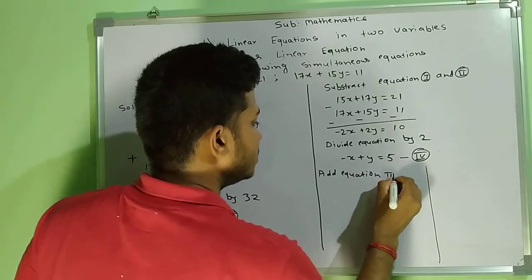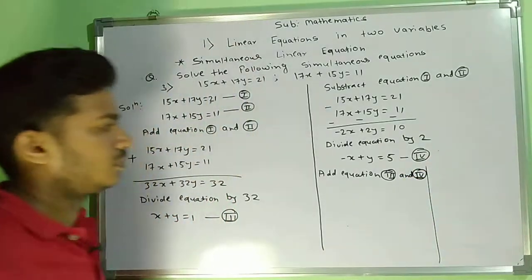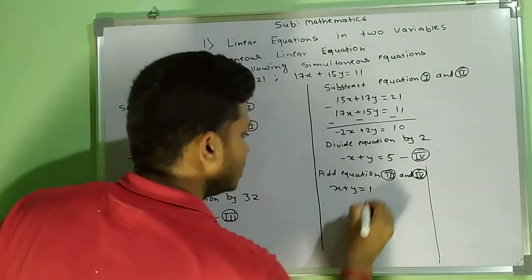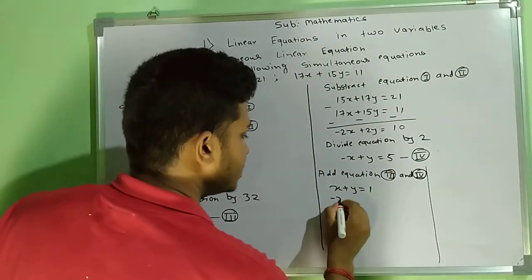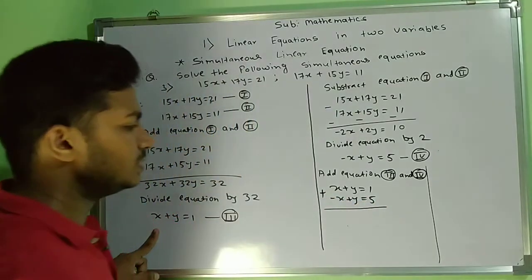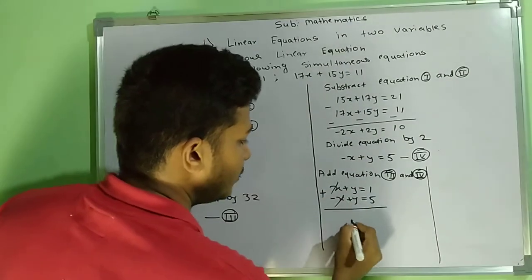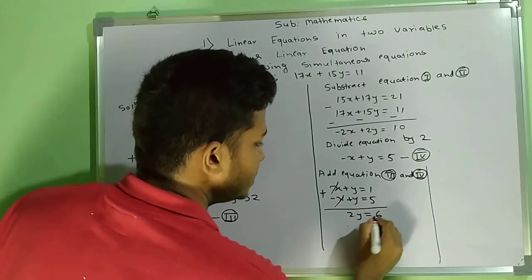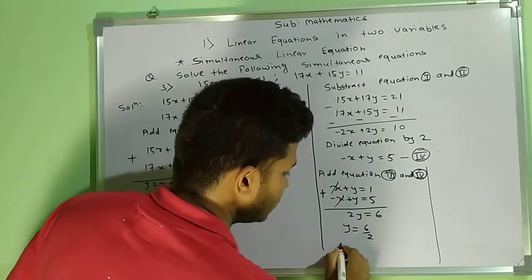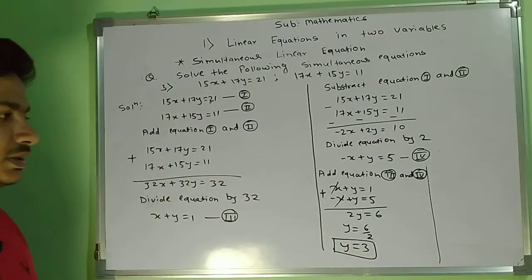Now we will add equation number 3 and 4 and see what we show. Equation number 3 is x plus y is equal to 1 and equation number 4 is minus x plus y is equal to 5. As we have to do addition, sign will not get changed. X plus x minus x will be cancelled and y plus y will be 2y and 1 plus 5 will be 6. What we got, 2y is equal to 6, so y will be equal to 6 upon 2, y will be equal to 3. Here we got value of y as a 3.